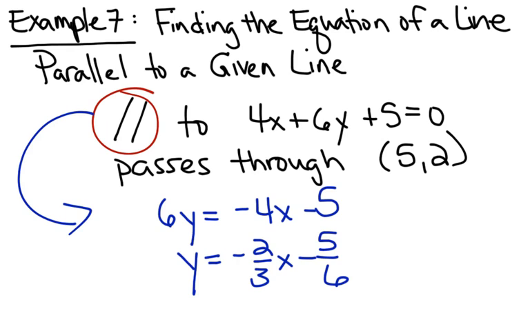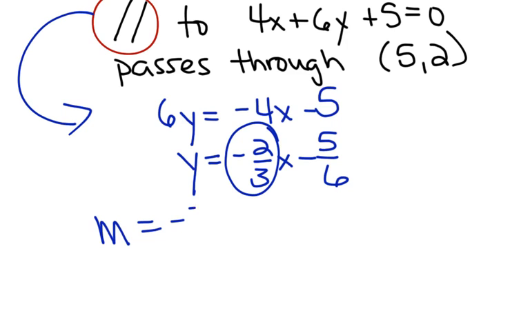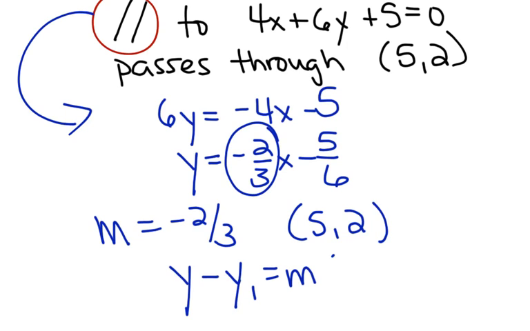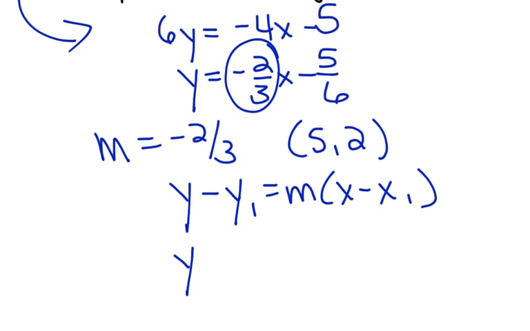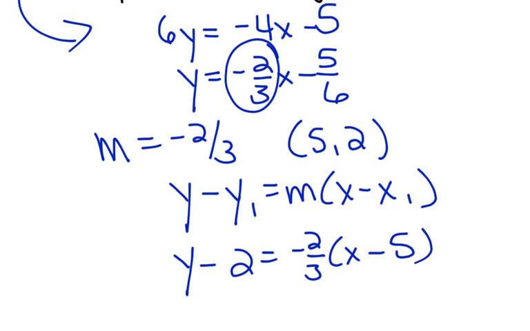Now, the only thing that I need from this particular equation is the slope, because in order to write the equation of the line, if you know a slope and you know a point on the line, you can use point-slope form. So the slope of my line must be negative 2/3, and my point is (5, 2). So we're going to plug into y minus y1 is equal to m times (x minus x1), where 5 gets plugged in for x1, 2 gets plugged in for y1. So y minus 2 is equal to negative 2/3 times (x minus 5). Now that's in point-slope form.